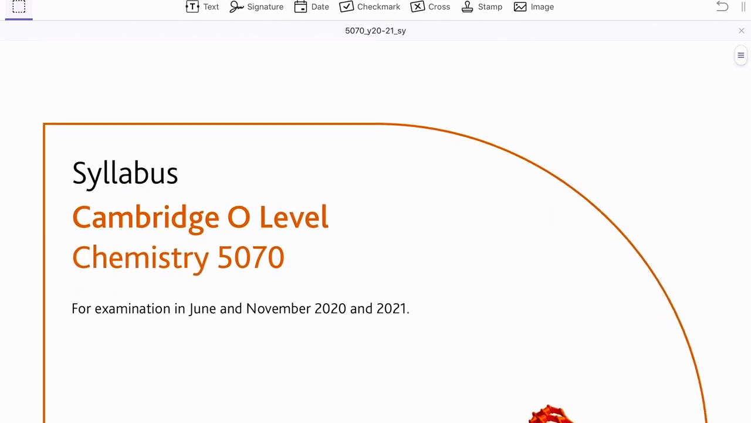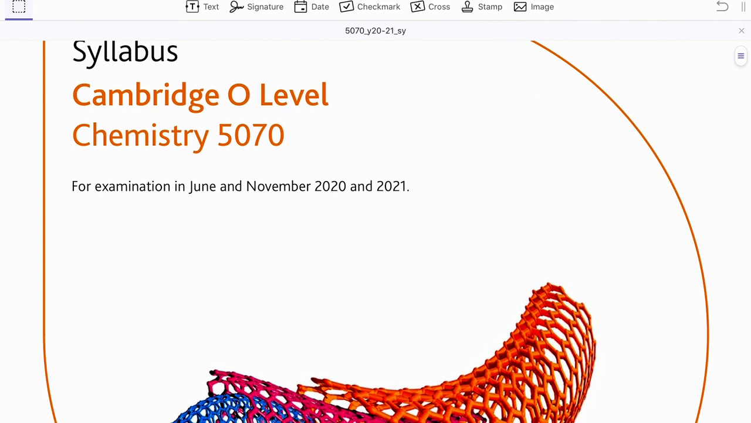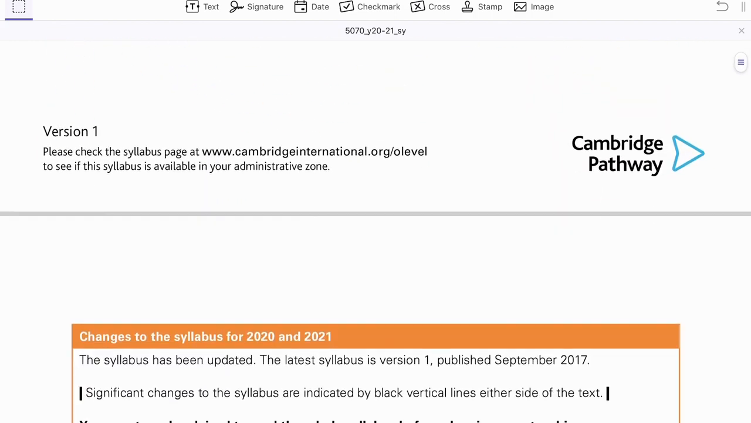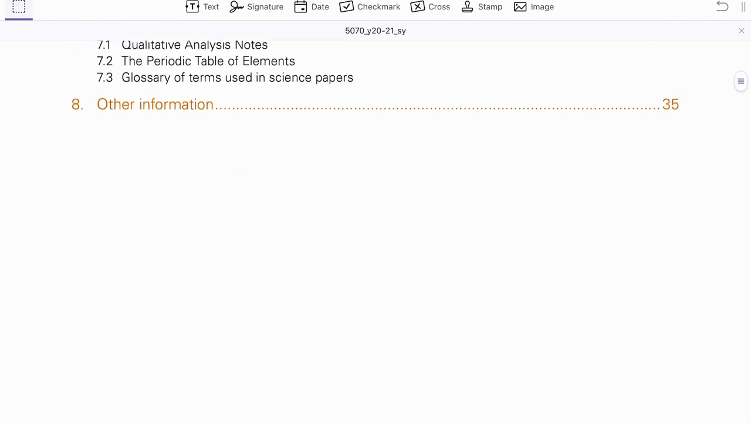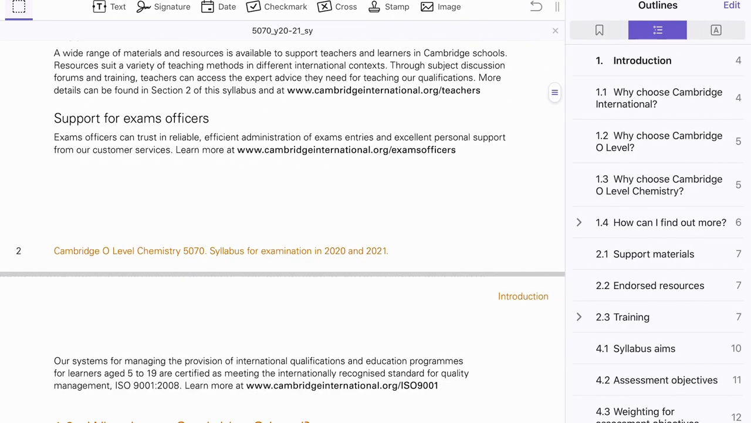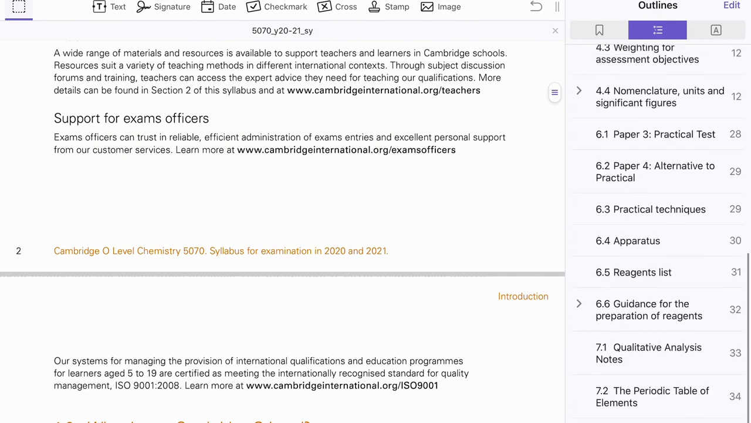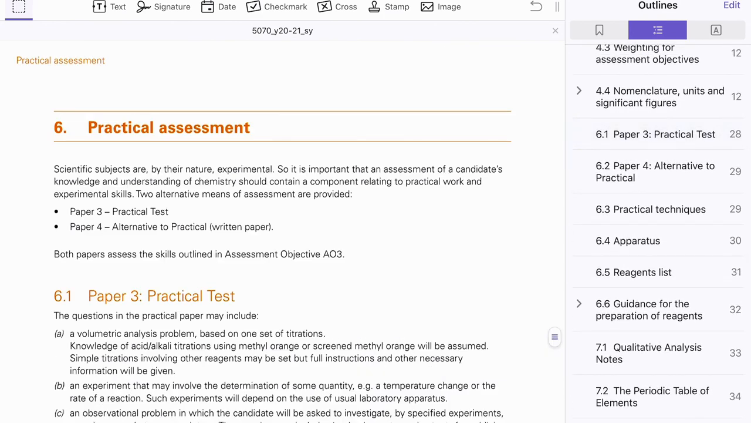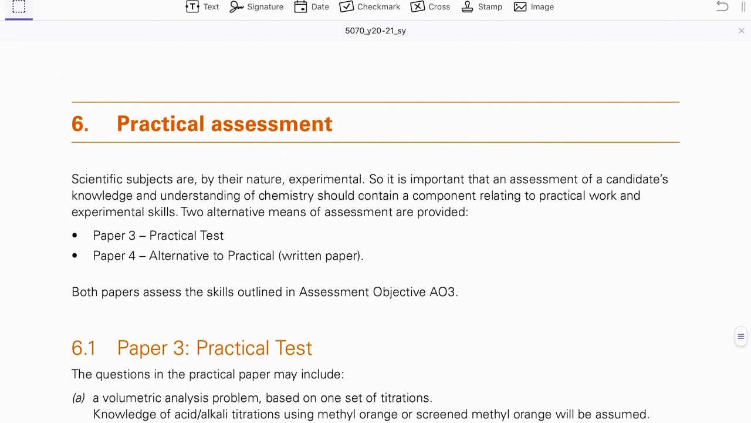So this is actually a Cambridge O-Level Chemistry 5070 syllabus, for the June and November 2020 and 2021 sessions. So this applies for the people who are going to take the exam in this particular session. I had a look at the syllabus and I thought, what kind of practicals can come out? So if you scroll all the way down to the relevant practical techniques that they want you to know, that is on page 28, I think.